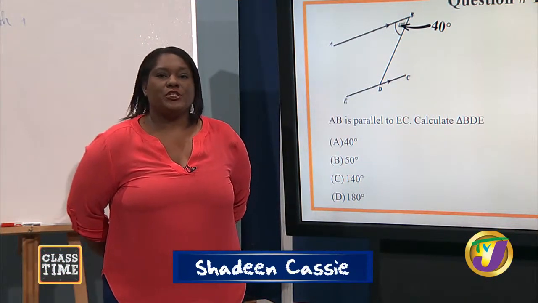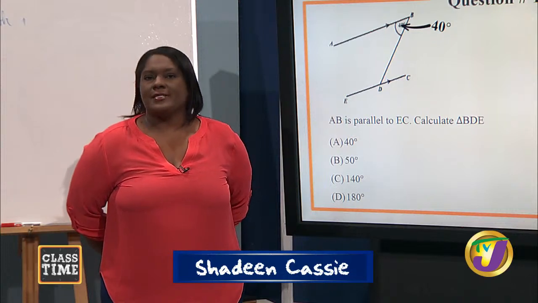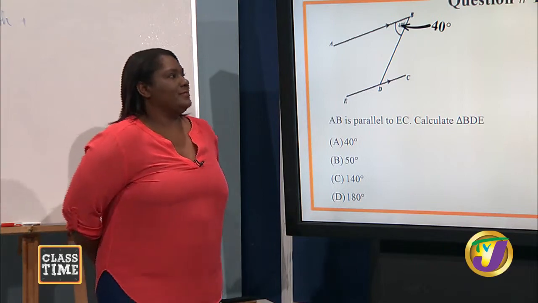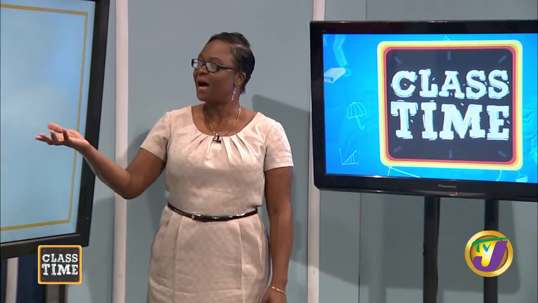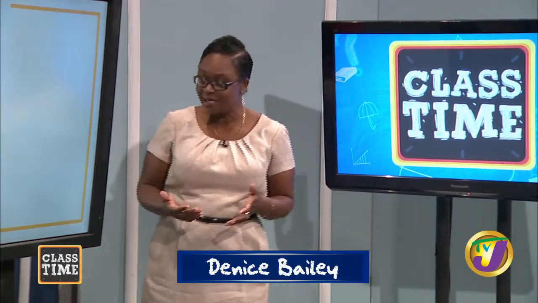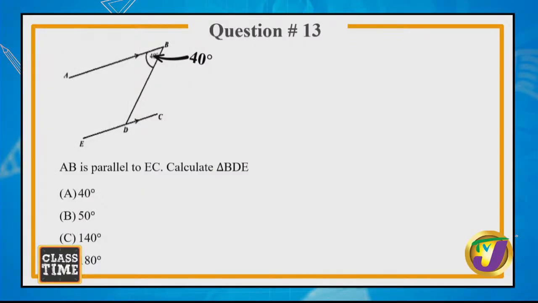We've been giving you geometry and trigonometry multiple choice exam tips, and we have just a few more to go. So we are back at our multiple choice questions, and we are at question 13. Here we have a diagram. We are given the diagram, and it says AB is parallel to EC. Calculate the angle BDE. So we have the information and the representation there.